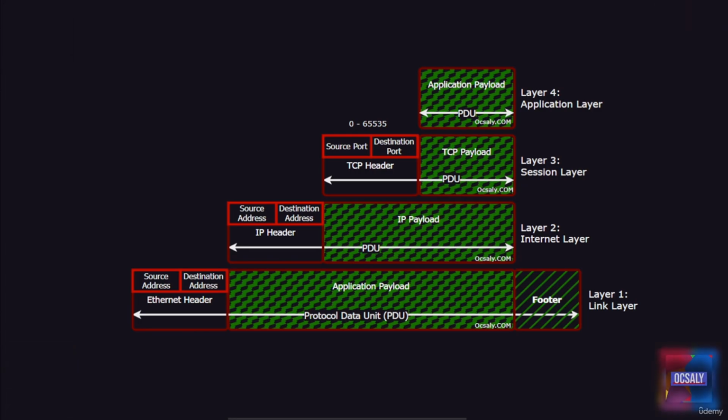IPv4 uses 32-bit addresses, which you will typically see written as four numbers separated by dots, such as 192.168.10.1. So this is an example IP version 4 address.